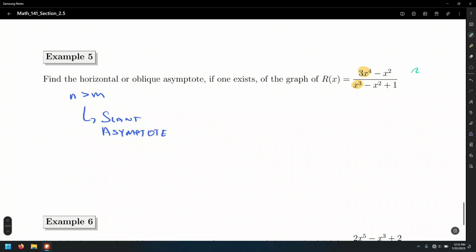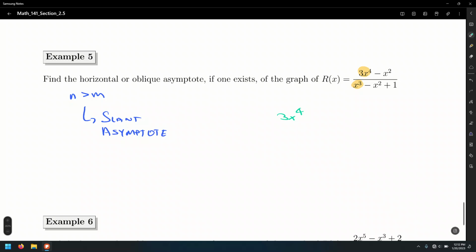So the numerator, 3x to the 4th power. And, well, notice we don't have... Yes. You're missing c in the top equation. Missing c. Which one? Which c? When you divide out, you'll have 3x to the power 4 minus x squared plus 0.